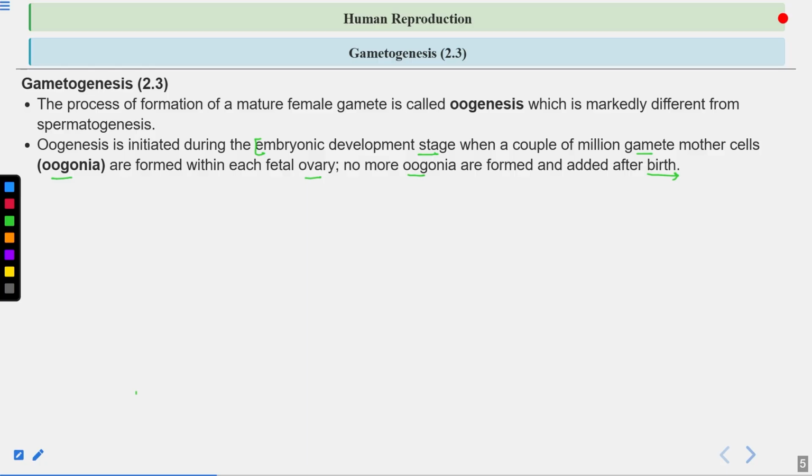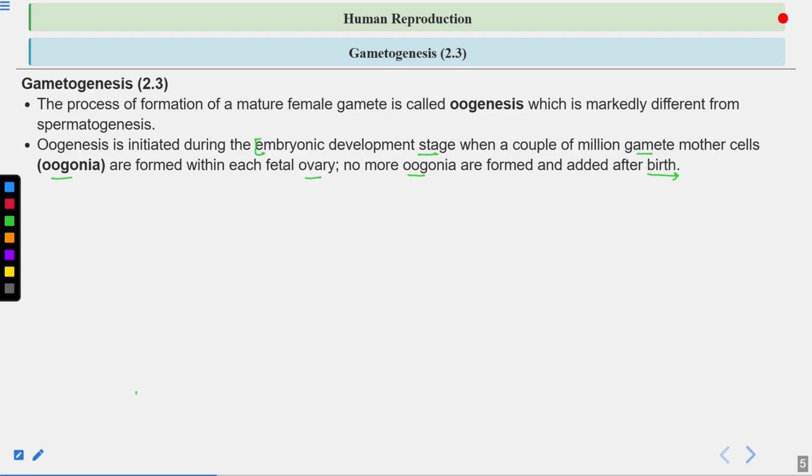So oogonia are formed in the fetal stage, also known as the prenatal stage. These gamete mother cells, known as oogonia, are formed in millions in the fetal ovary. And no more oogonia are formed and added after birth. So all the oogonia are formed before birth, and no more are formed after birth.